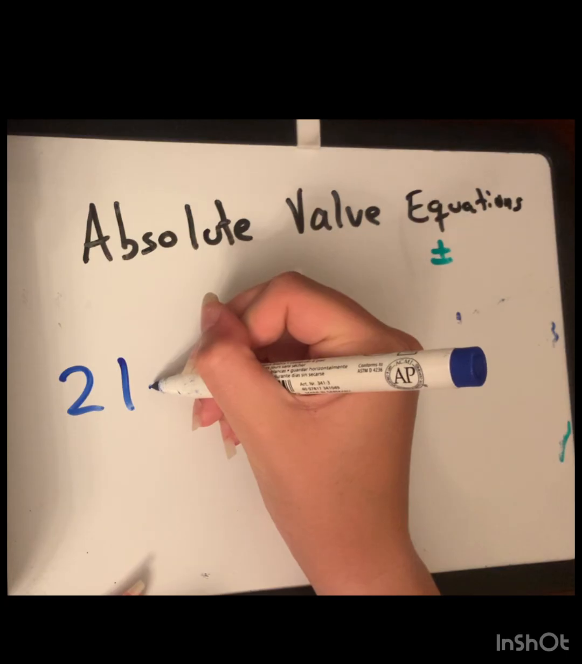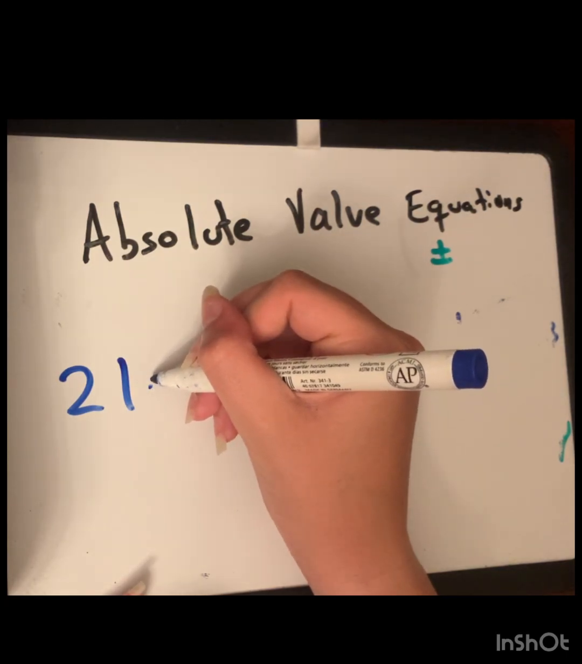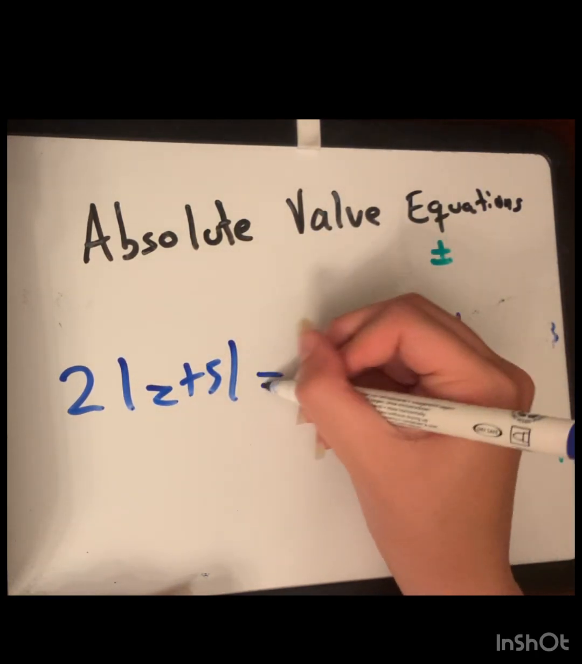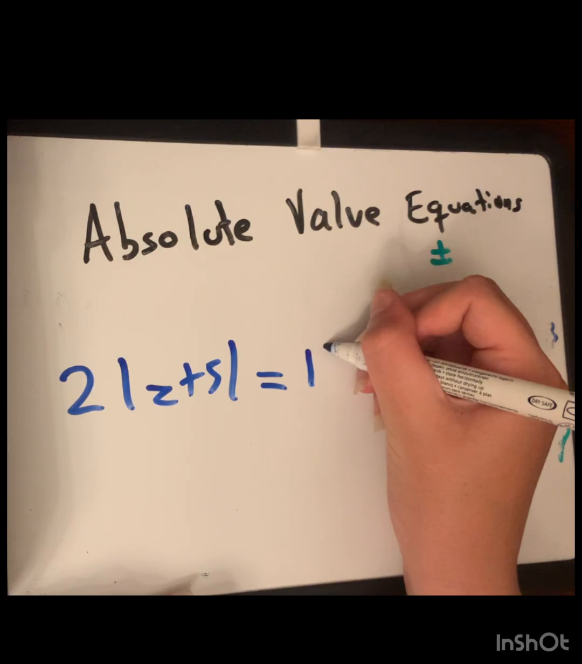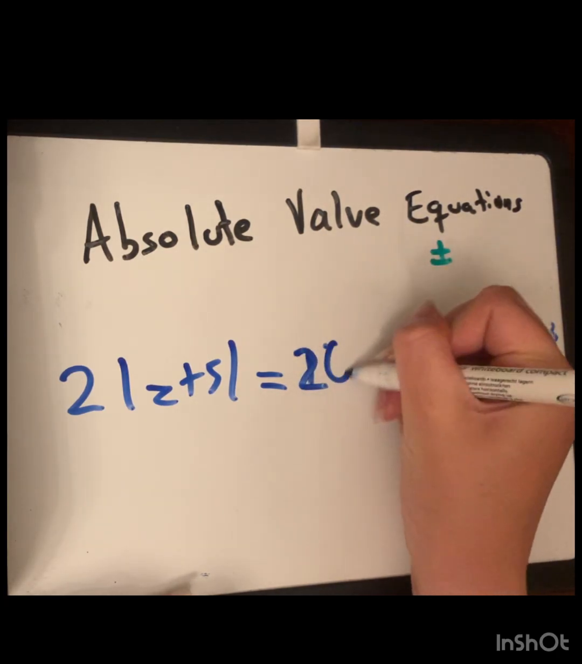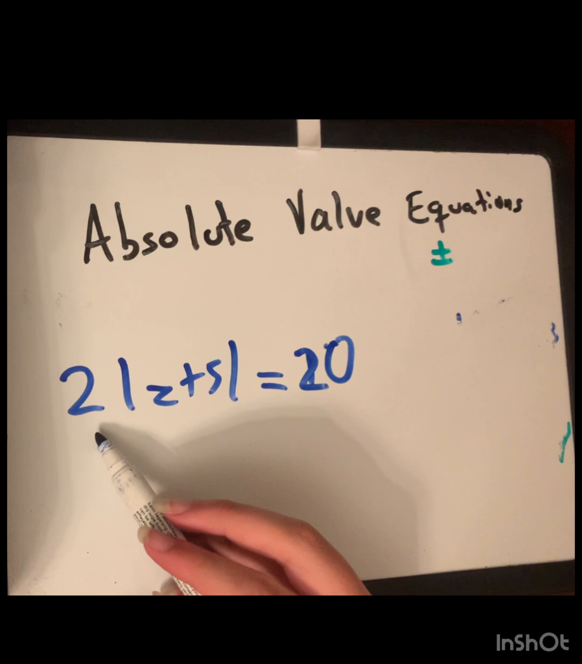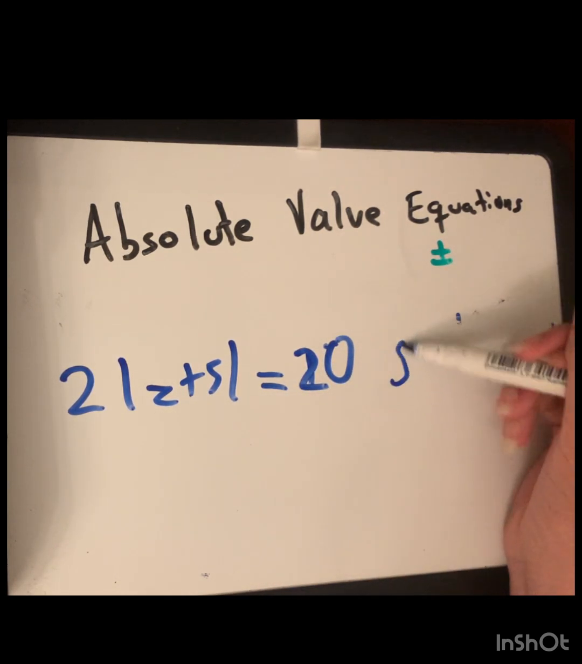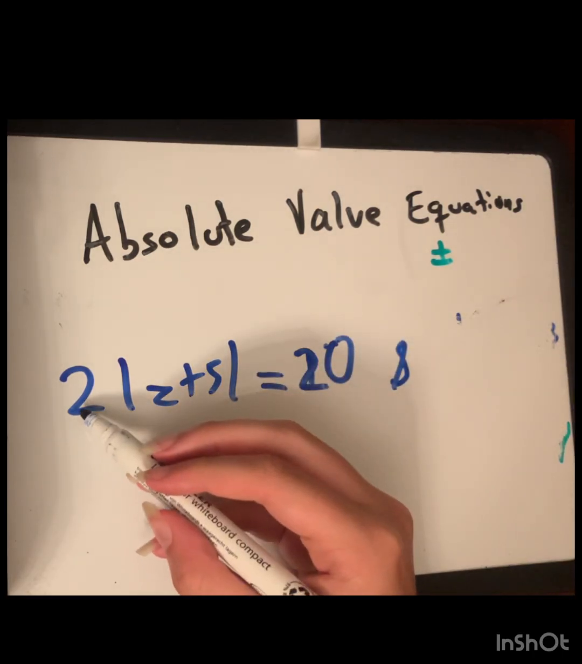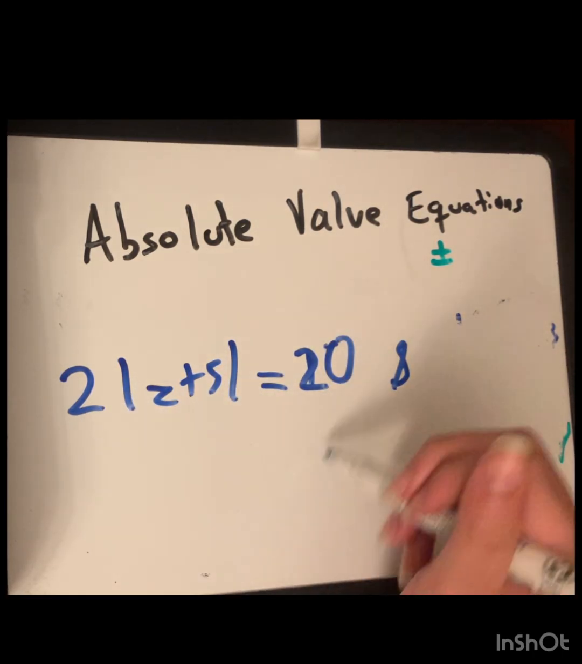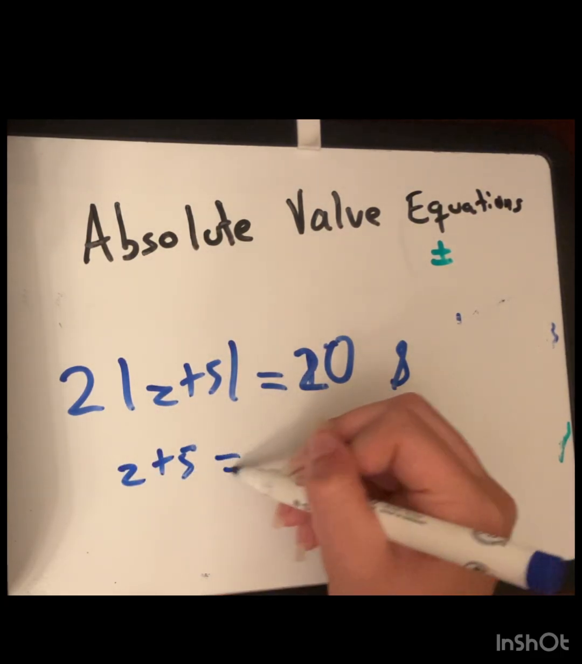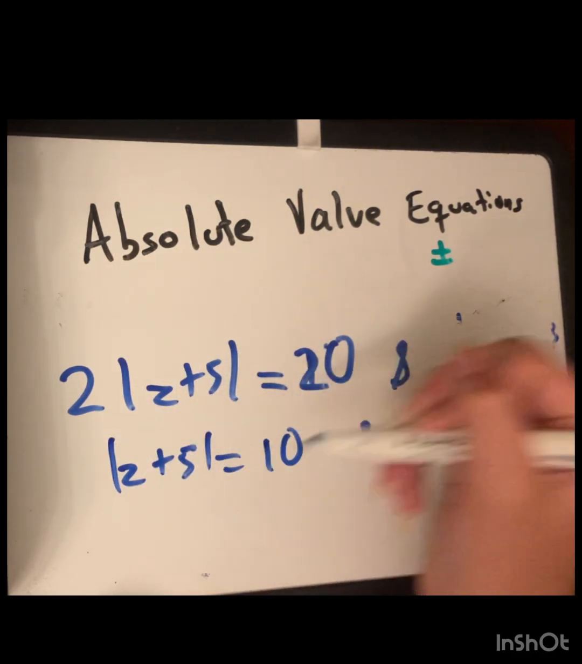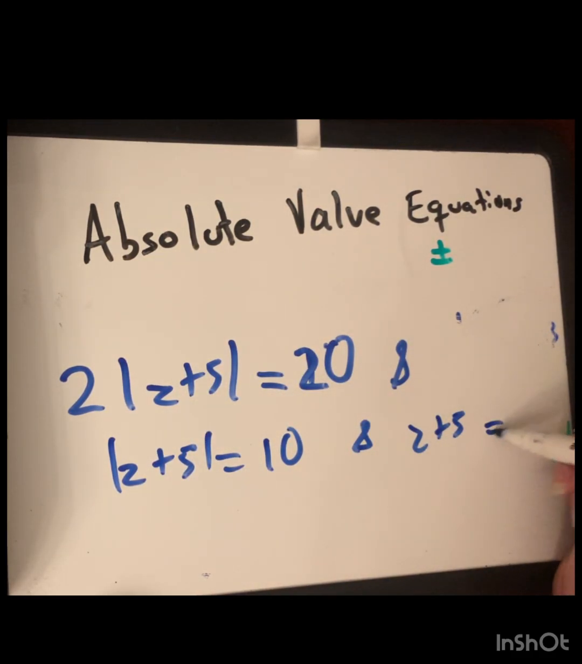You have 2 times the absolute value of z plus 5 equals 20. So now the absolute value is no longer by itself, and I told you guys it has to be by itself if we want to make both equations. So you have to move the 2 to the other side. It's multiplying, so it's going to move dividing. So z plus 5, 20 divided by 2 is 10. And now you can make both equations. Z plus 5 equals 10, and z plus 5 equals negative 10.